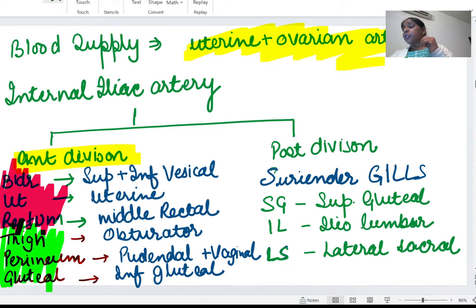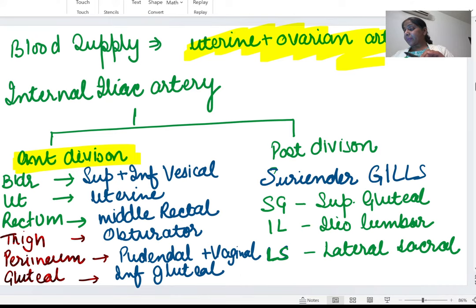We know the bladder is anterior, then comes the uterus, then comes the rectum. Bladder is anterior, so to the bladder, which 2 branches come? Superior and inferior vesical.